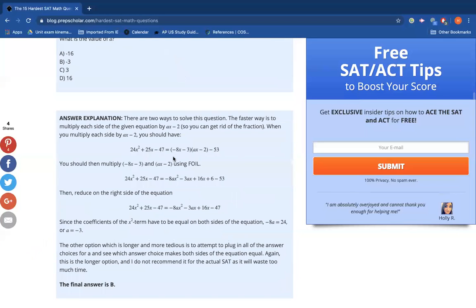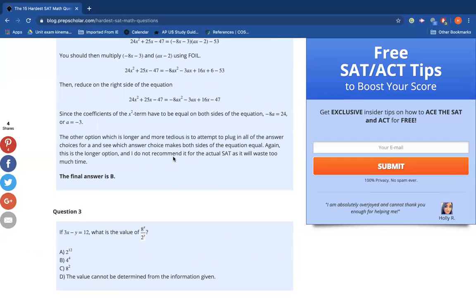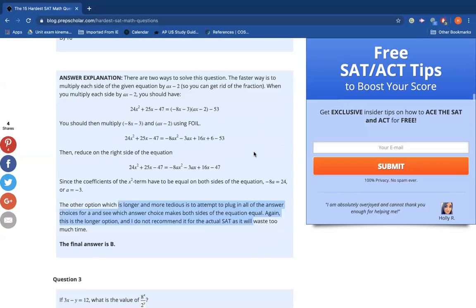They used foil. I wouldn't recommend that. I mean, they use foil. That's complicated. This is usually what people tend to do. They tend to plug in numbers, and that's where it gets crazy.